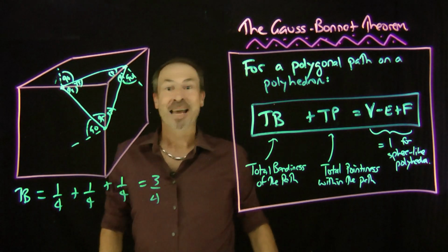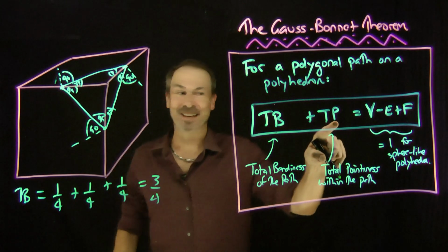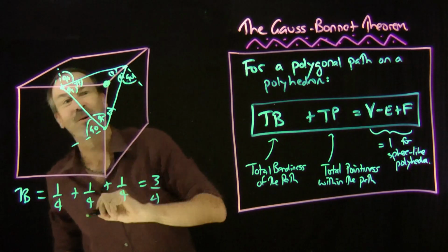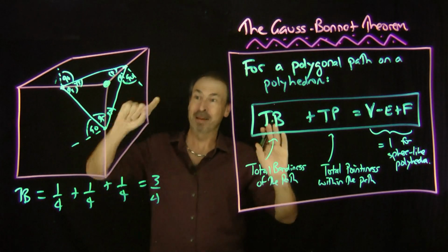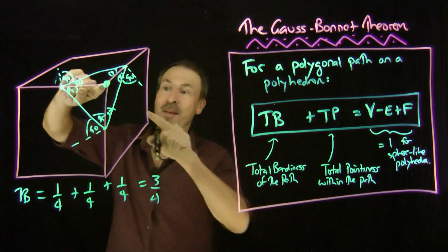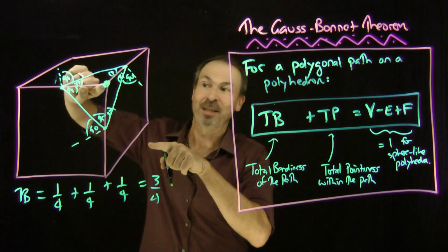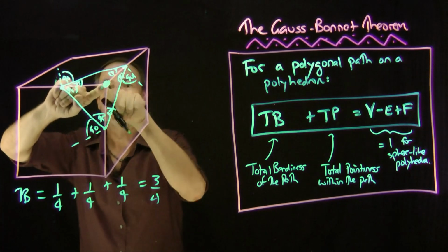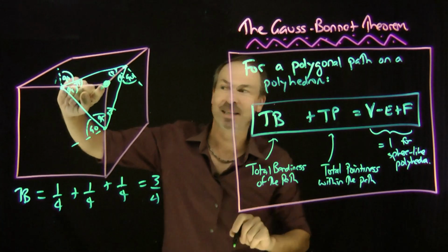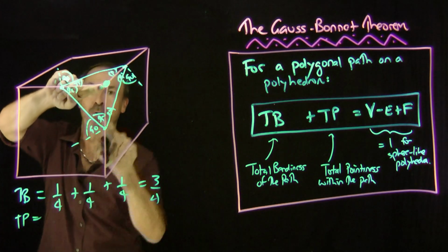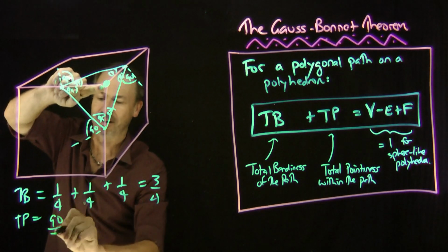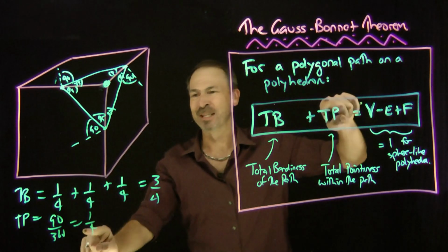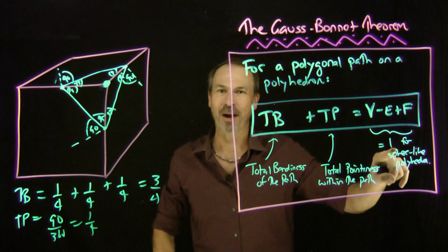Great. But now I've got the total pointiness to add to this, the total pointiness inside that curve. And the only pointy bit inside the curve is this point right here. If I recall correctly, the pointiness is measured by how far off I am from a flat 360 degrees around that point. 90 there, 90 there, 90. It's missing 90 degrees to make a flat 360. So the total pointiness there, it's just one point, is actually 90 out of 360, which is 1/4. And look at that. 3/4 plus 1/4 does indeed equal 1.